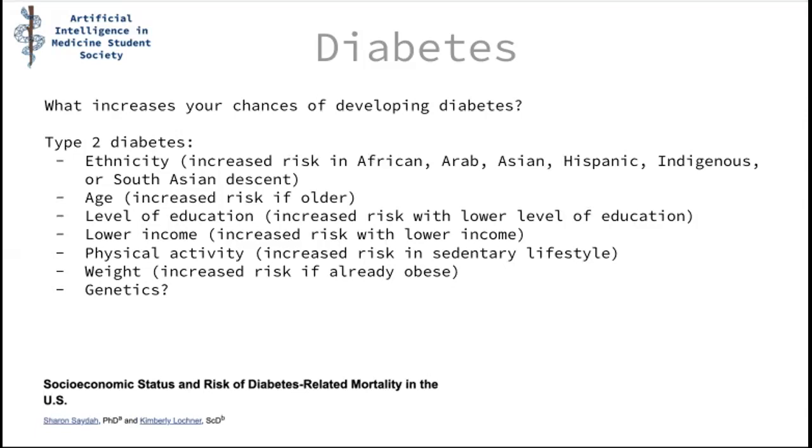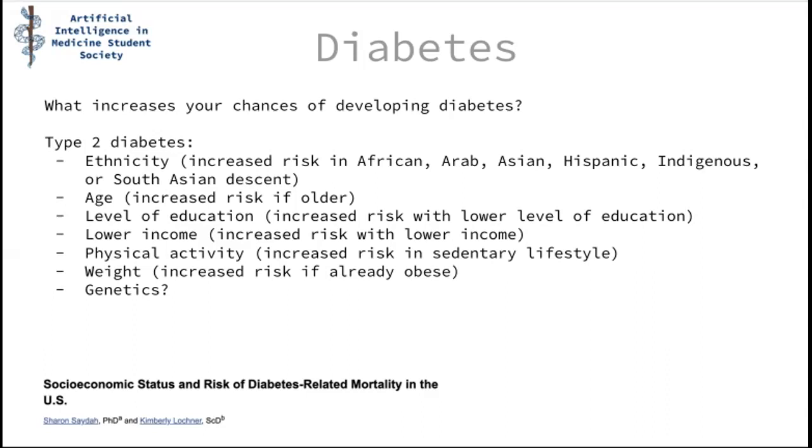So for type 2 diabetes, one thing that you should consider is ethnicity. So there's an increased risk in African, Arab, Asian, Hispanic, Indigenous, or South Asian descent. Their age, you're more at risk if you're older. Level of education, they found that people who have lower levels of education, like high school or less, are at higher risk of developing diabetes. Lower income, so again, that's socioeconomic status, increased risk if you have lower income.